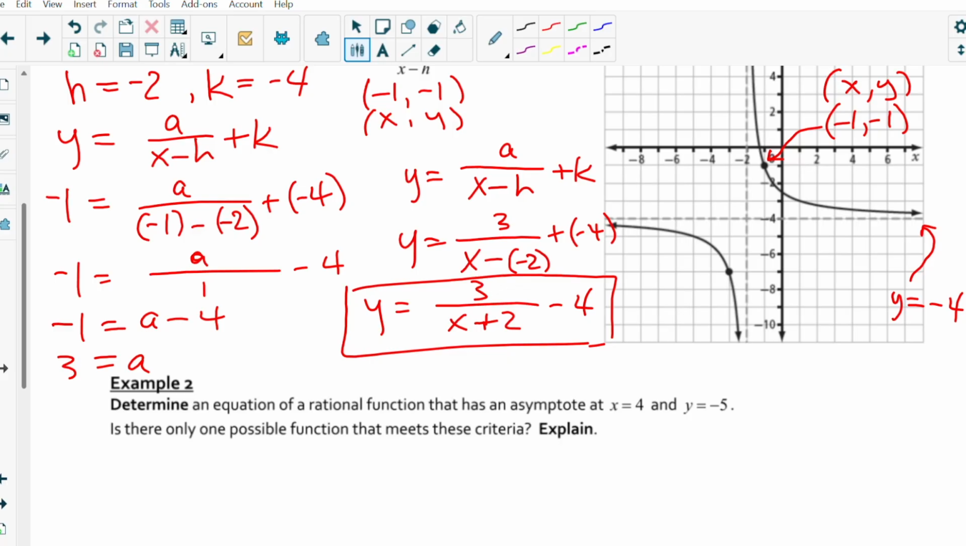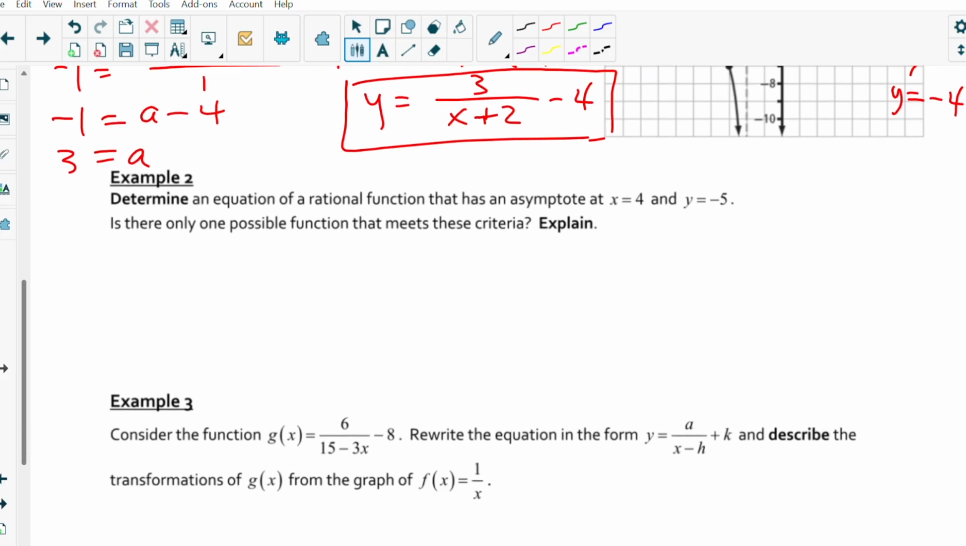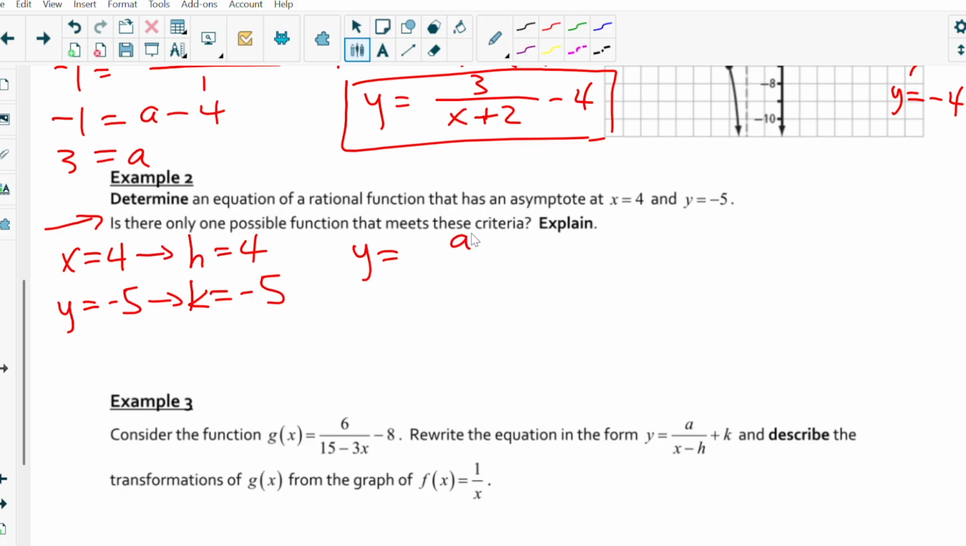Okay, example 2. Determine an equation of a rational function that has an asymptote at x equals 4 and y equals -5. Is there only one possible function that meets these criteria? Let's see. So x equals 4, that means h equals 4. Y equals -5, that means k equals -5. So let's take our general form, y equals a over x minus h plus k, and let's plug stuff in. So y equals a over x minus 4, and then plus k is -5.